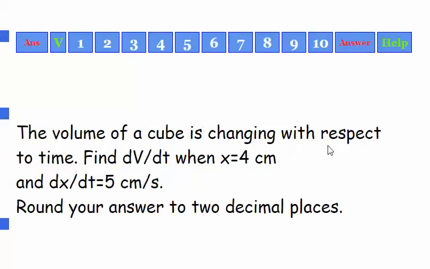So the volume of a cube is changing with respect to time. We want to find dV over dt when x equals 4 centimeters, and dx over dt is equal to 5 centimeters per second. Round your answer to 2 decimal places. Okay, so let's move into the classroom here.